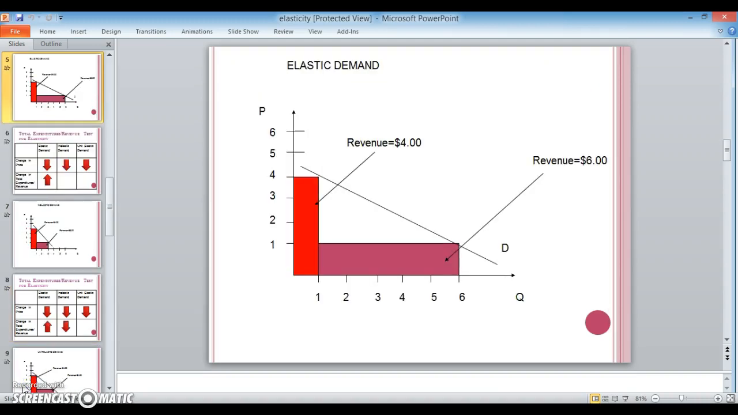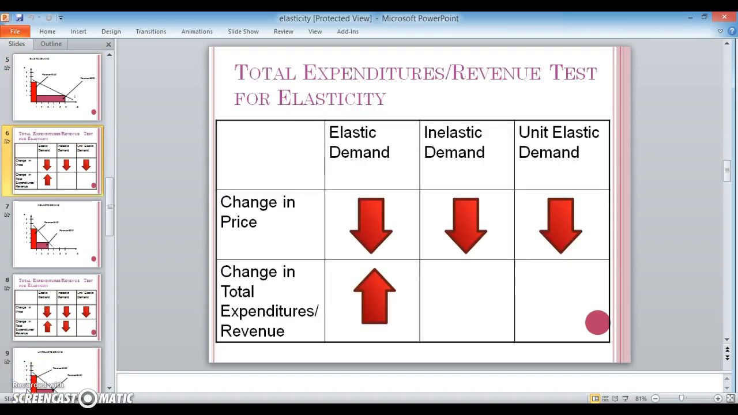This is an example of an elastic demand curve. You can tell that it's elastic by how flat the curve is, compared to an inelastic demand curve, which would be much more steep. In this example, when price is set at $4 for 1 unit, the total revenue becomes $4 because you multiply price times quantity. Then, the price shifts down to $1, so the quantity demanded shifts out to 6, creating a $6 total revenue. So, we have found out that a decreased change in price results in an increased change in total revenue.